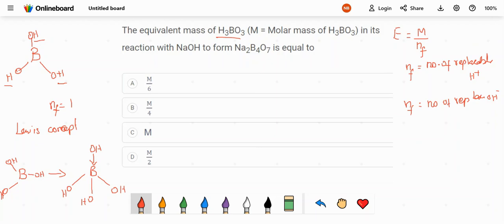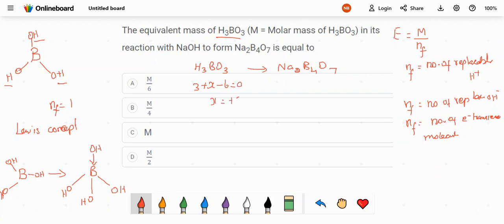Let us find out, because I have another doubt: for a redox reaction we have another n factor definition, that is the number of electrons transferred per molecule. N factor will be the number of electrons transferred per molecule. I have doubt on that. I know the oxidation state of boric acid, that is, H3BO3 has been converted into Na2B4O7. Then we should determine the oxidation state of boron. Here x plus 3 minus 6 is overall 0. So x is equal to plus 3. Here the oxidation state of boron will be plus 3.